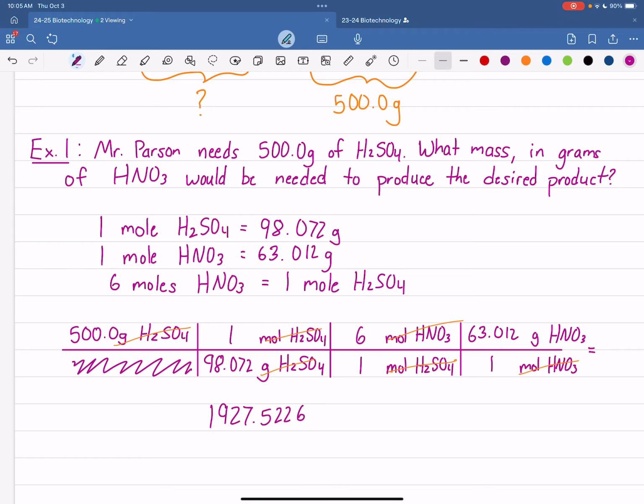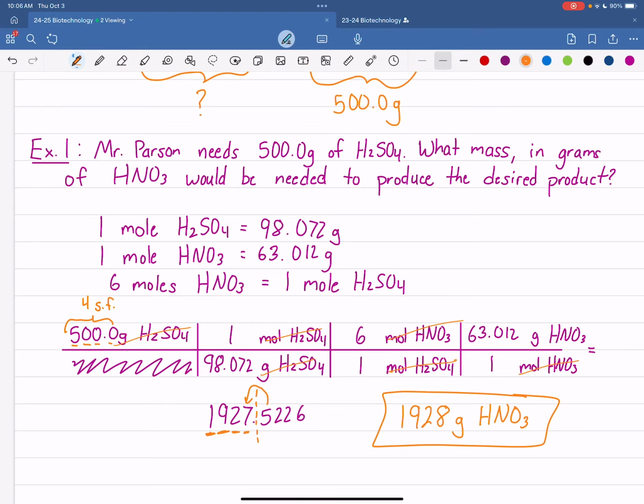And before we record that as our final value, remember that we need to keep track of sig figs. In our original number, I am seeing 4 significant figures. That means in my answer, I should be matching that same level of significance. And because we have a 5 afterwards, I'm going to have to round this. So my final answer would be 1,928 grams of HNO3.